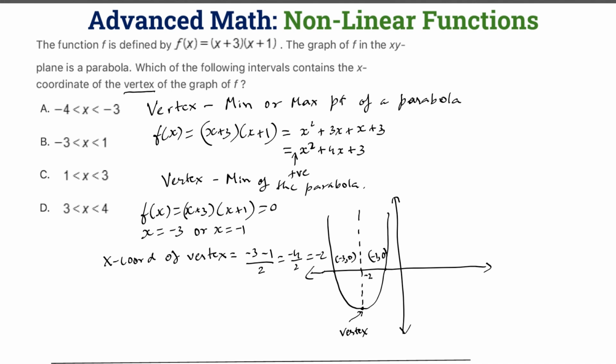Now the only option where -2 is part of the interval is going to be option B.